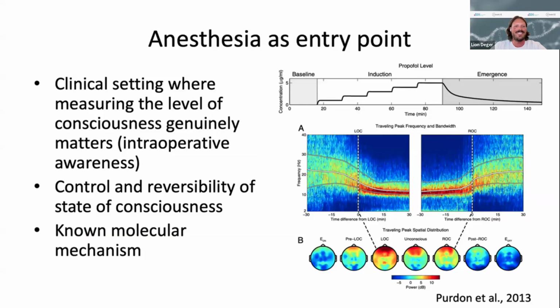Speaking of anesthesia, I would now like to make the case that anesthesia is a good entry point or a good model to study loss of consciousness for us computational neuroscientists. The first reason would be that it's in a clinical setting, and it genuinely matters that we actually know if someone is unconscious or not.